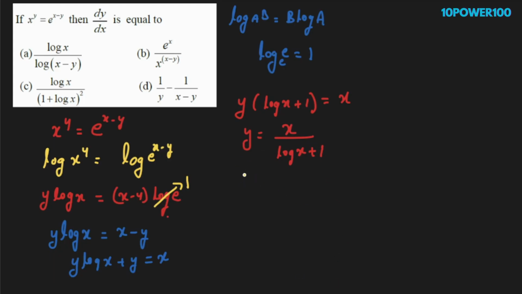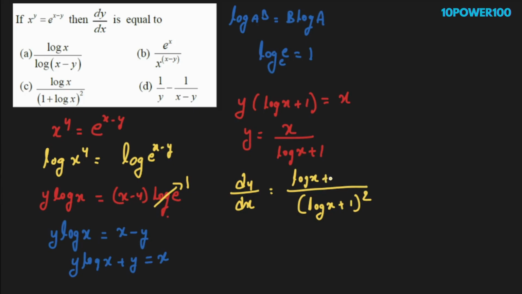Let's find dy by dx for this. So dy by dx is equal to, using the quotient rule, 1 over log x plus 1 the whole square. The same thing I'm going to write here. Log x plus 1 into x differentiation is 1, minus x of log x differentiation is 1 by x, plus 1 differentiation 0. Okay, we get 1 by x and this gets cancelled out.